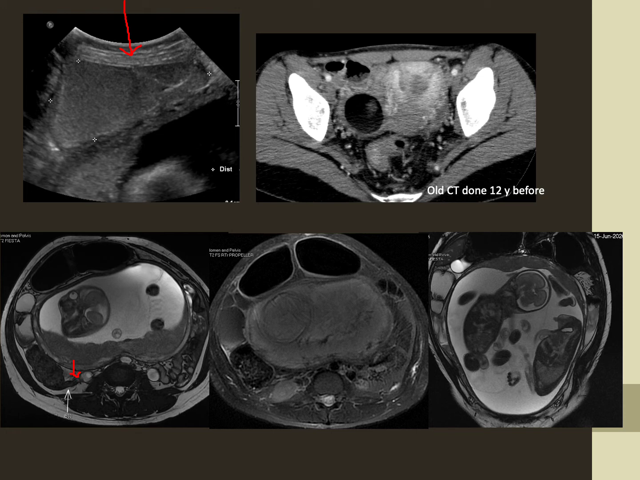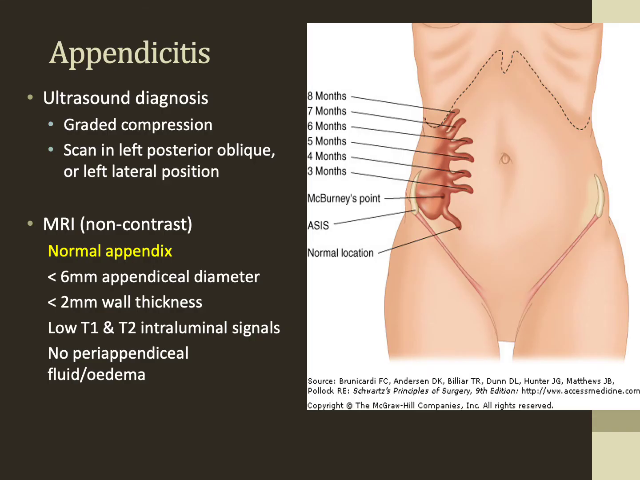And this case illustrates that it can be very challenging to look for the appendix with ultrasound. According to ACR appropriateness criteria, ultrasound with graded compression is still the first-line imaging. In order to displace the enlarged uterus, the patient may lie in the left posterior oblique or left lateral position. As shown in this diagram, the position of the appendix changes during pregnancy, and as the pregnancy advances, the enlarging uterus displaces the cecum and the appendix towards the right upper abdomen.